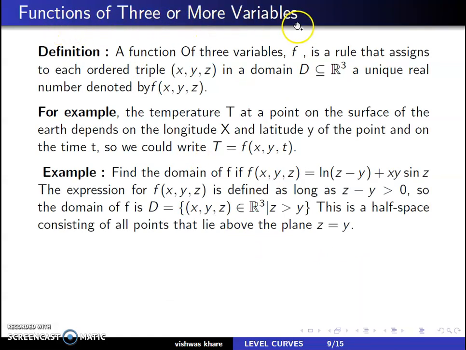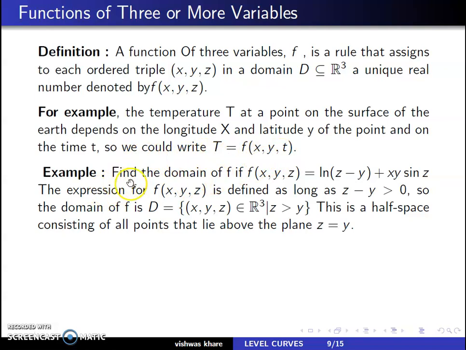Functions of 3 or more variables. A function of 3 variables f is a rule that assigns to each ordered triple x, y, z in a domain D, which is a subset of R3, a unique real number denoted by f(x, y, z). For example, the temperature T at a point on the surface of the earth depends on the longitude x and latitude y of the point and on the time t. So, we could write T is a function of x, y and t.